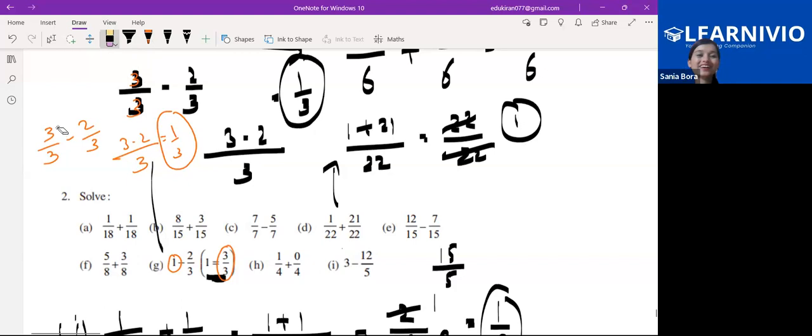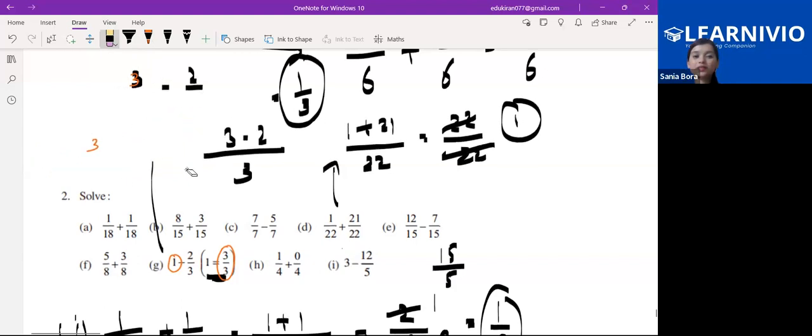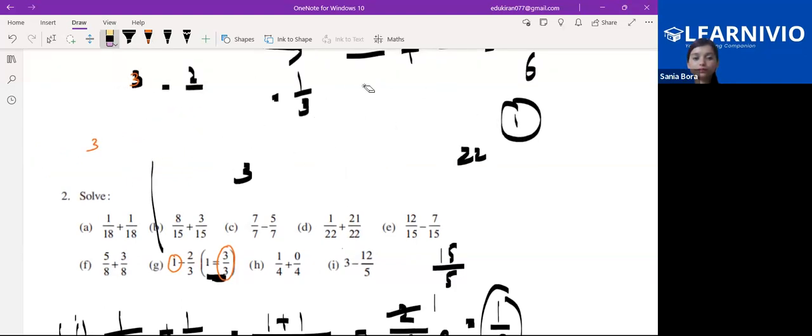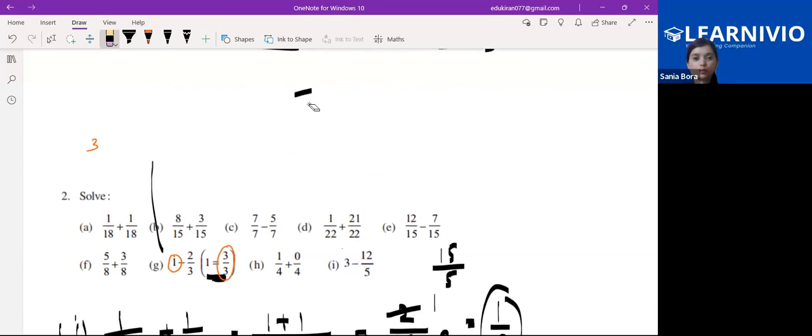Okay, so now I think everybody has written it. So let's just move to the I one. It is a little bit complicated, but you have to use your brains here. Over here it says 3 minus 12 by 5. Now in this scenario, ma'am, are we supposed to multiply the denominator and add the numerator?